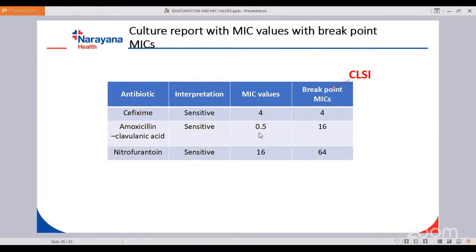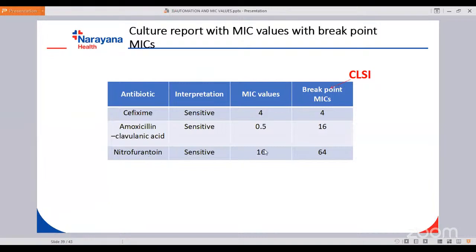Augmentin, your bug, E. coli of that patient, 2-year-old female, got an MIC value of 0.5. But the breakpoint MIC is 16. CLSI is telling you that even if you get a value of 16, augmentin is going to work. If you get a value of 8, augmentin is going to work. If you get a value of 2, augmentin is going to work. If you get a value of 0.5, it's definitely going to work.